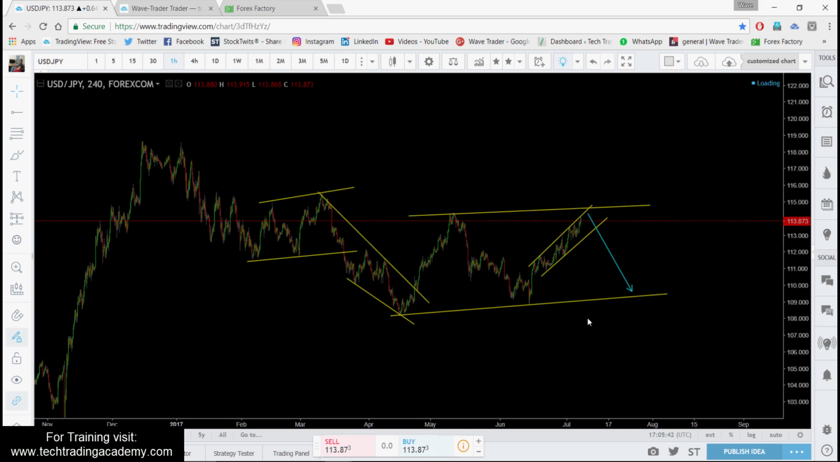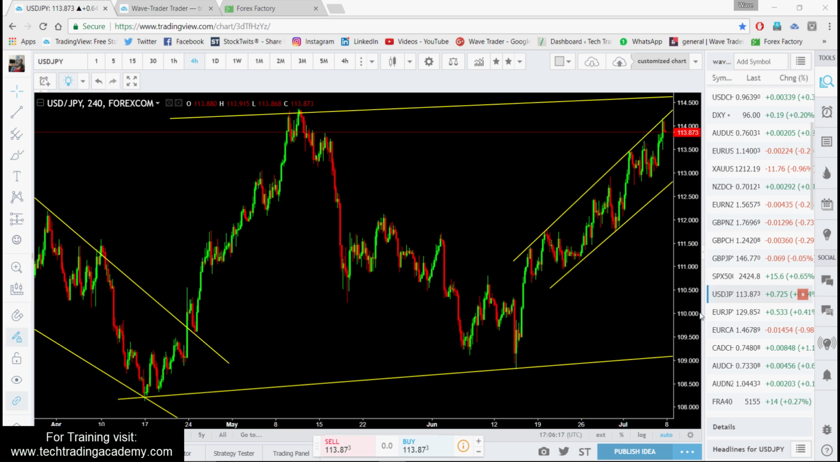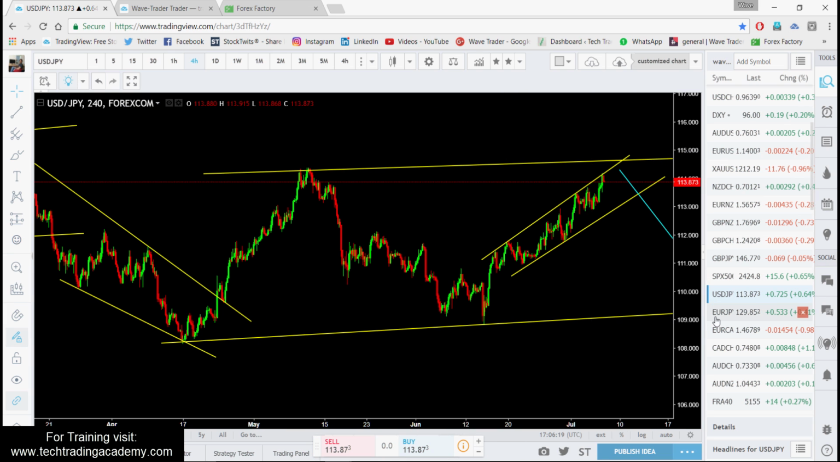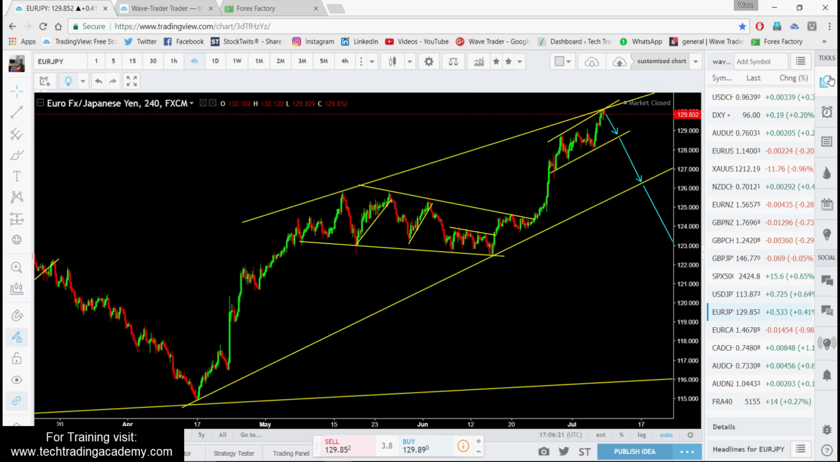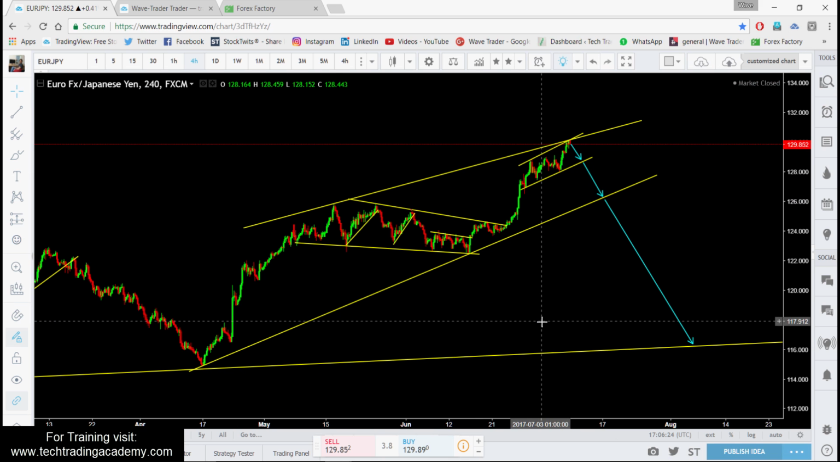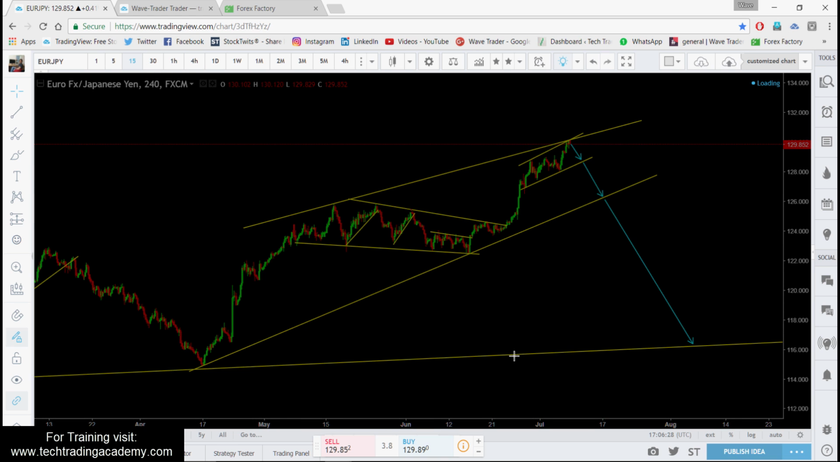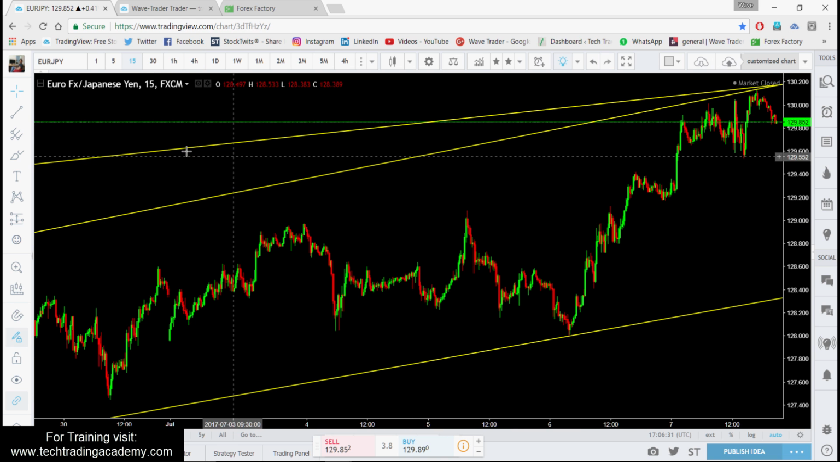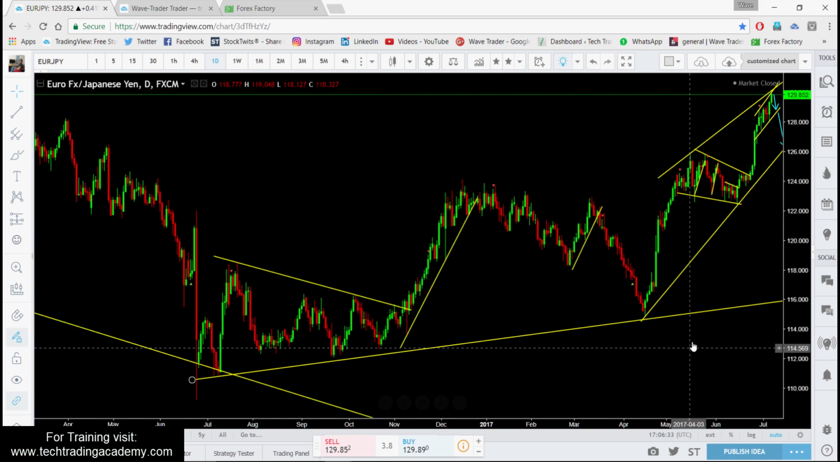USDJPY. Let me show you the lower time frame. As long as price stays within the channel, the short-term trade setup is to the upside. Short-term trade to the upside within that channel. EURJPY is also pushing to the upside, similar to USDJPY. The short-term trade setup is buy over there, and the longer-term trade setup is to the downside, bearish.